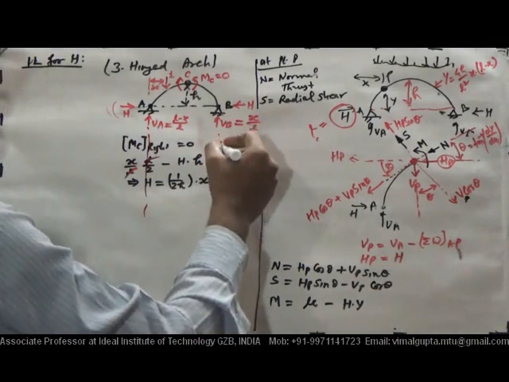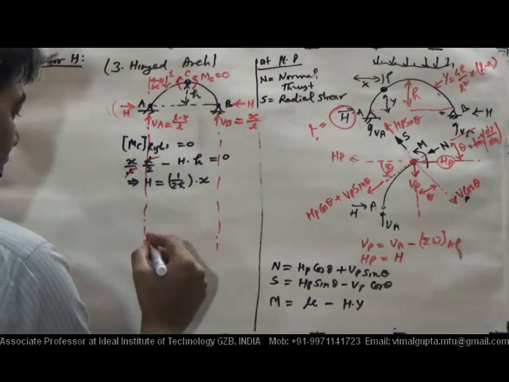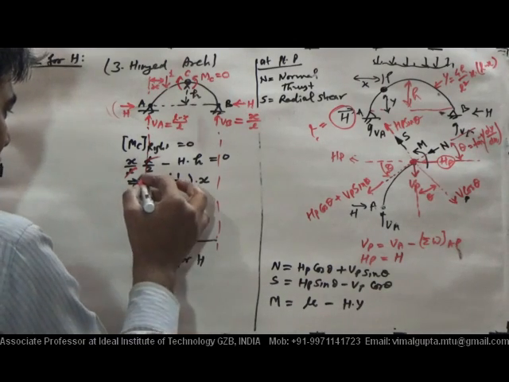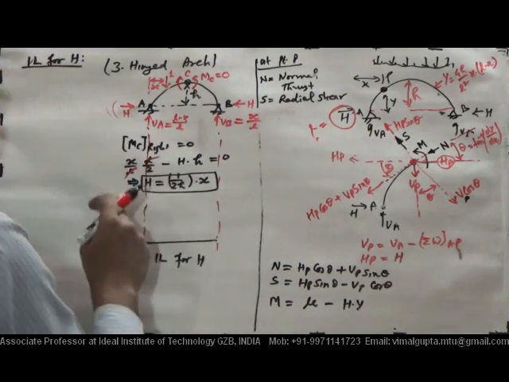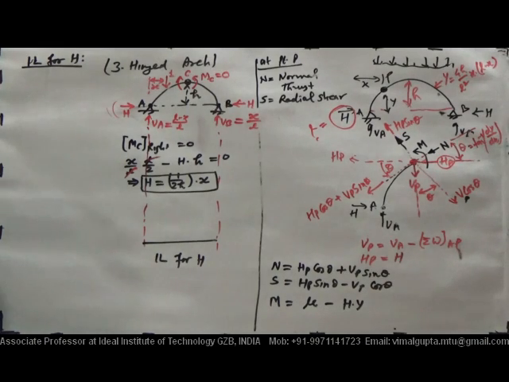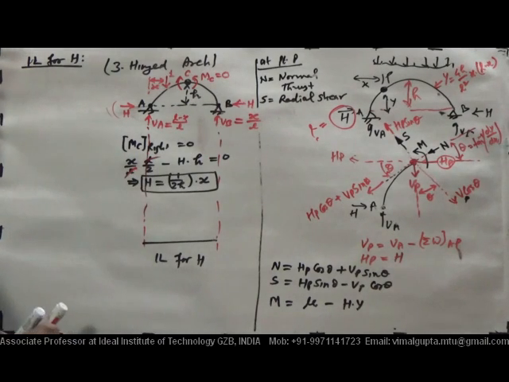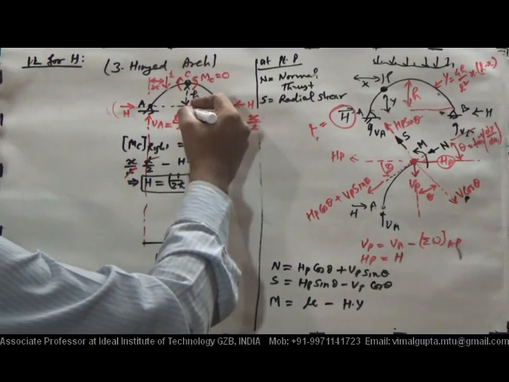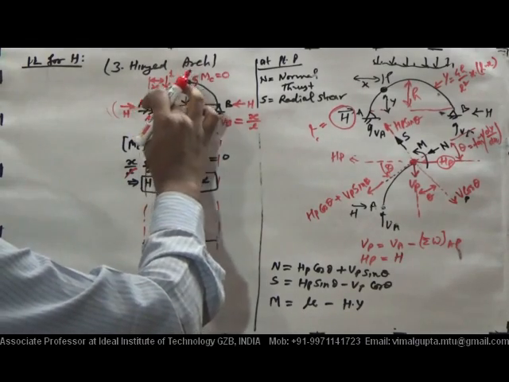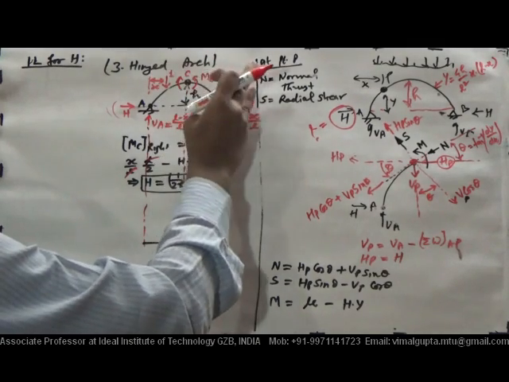I will plot the IL for H. I am going to plot IL for H, and that equation, let me tell you very frankly, this equation H equals to 1 by 2H into X, is the equation for ordinate of IL for H. It is applicable only when this load is in segment A to C. It will not be applicable when this point load is here.